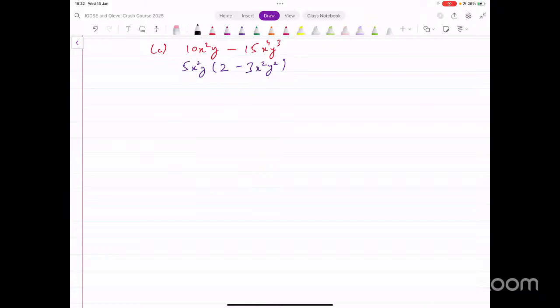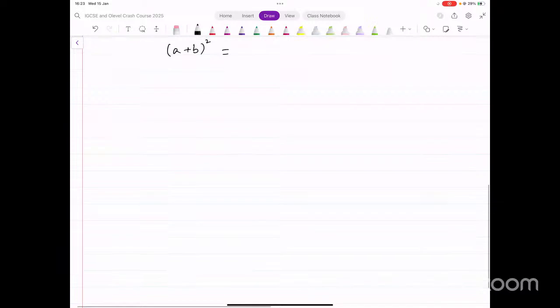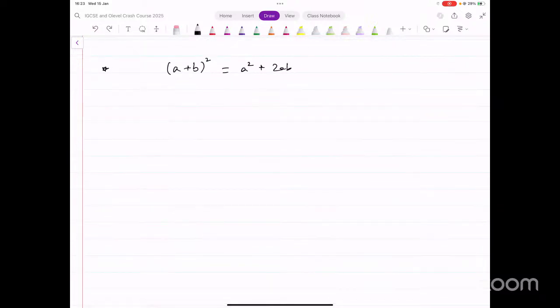You've got 3 algebraic identities and they look like this. If you have a plus b whole squared, you can write this as a squared plus 2ab plus b squared, right? Now, what's the logic behind that?